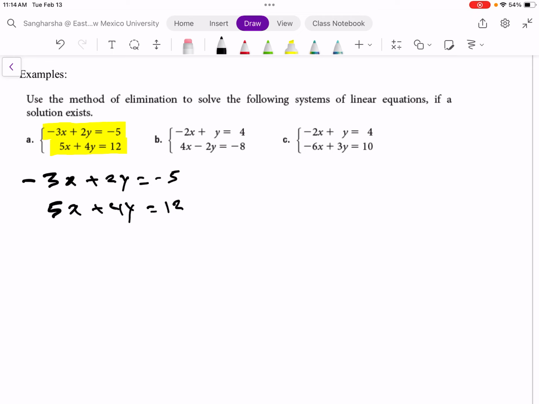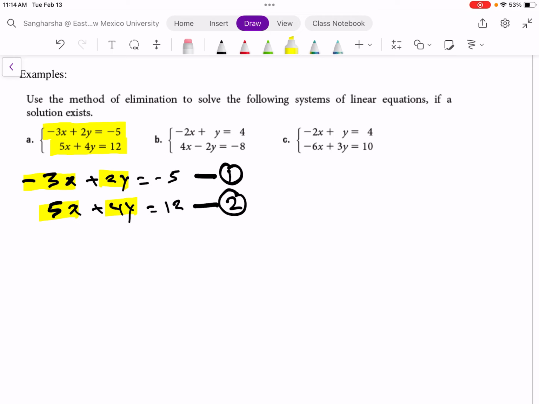Now if we add these two equations, can we eliminate one variable? What happens if we add? Let's see. Negative 3x plus 5x, that is 2x, right? And 2y plus 4y, that is 6y. So we still have two variables, but we have to eliminate x or y. So it's not possible. Now, what do we need to have to cancel two expressions?